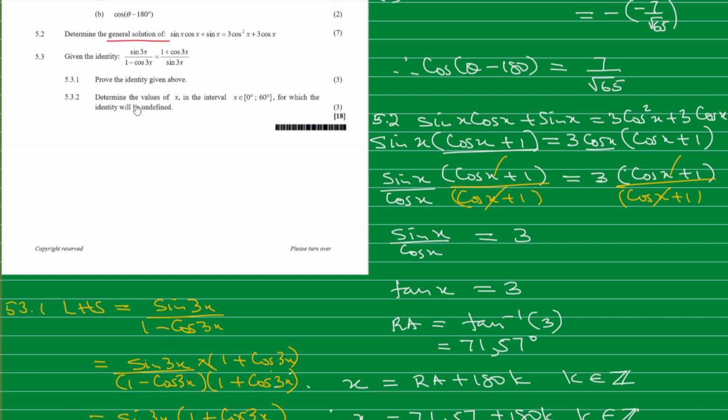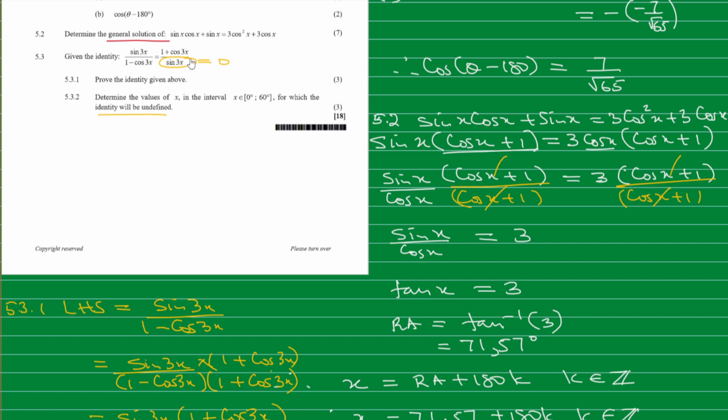Question 5.3.2: determine the values of x in the interval x is an element of the numbers from 0 degrees to 60 degrees, for which the identity will be undefined. You always find this question is very common in the exam questions. For an identity to be undefined, in this particular case, our denominator should be 0. Undefined means you have a number divided by 0.